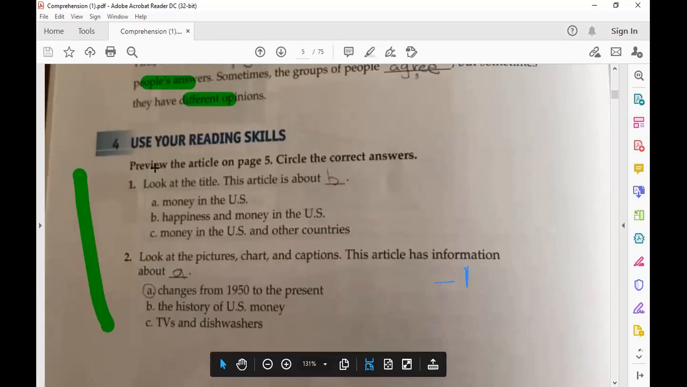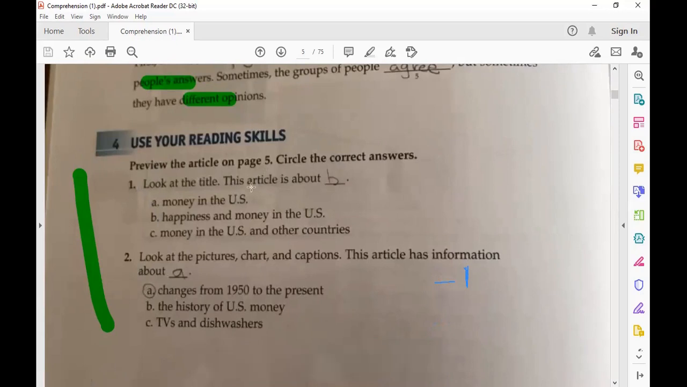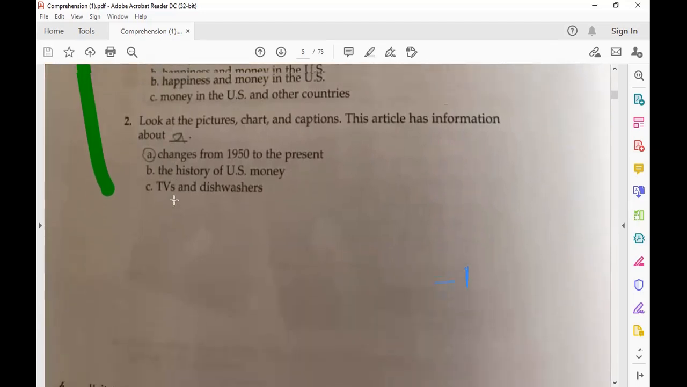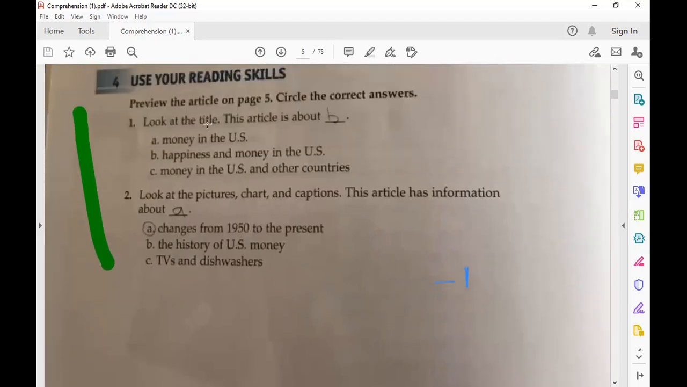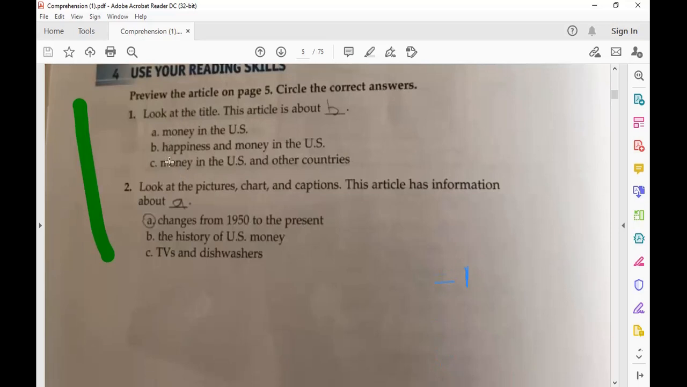We go back to the questions here, to get an idea of them. Look at the title. This article is about. We already read the title, no need to go back and read it again. What was the title? Happiness and Money. Okay, so the answer is E, happiness and money.